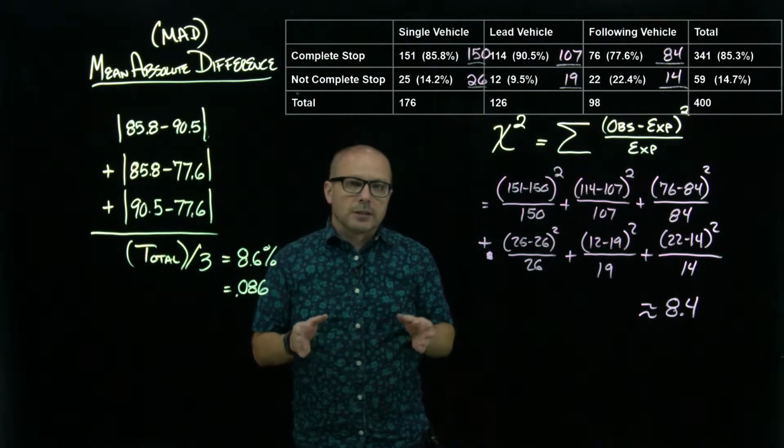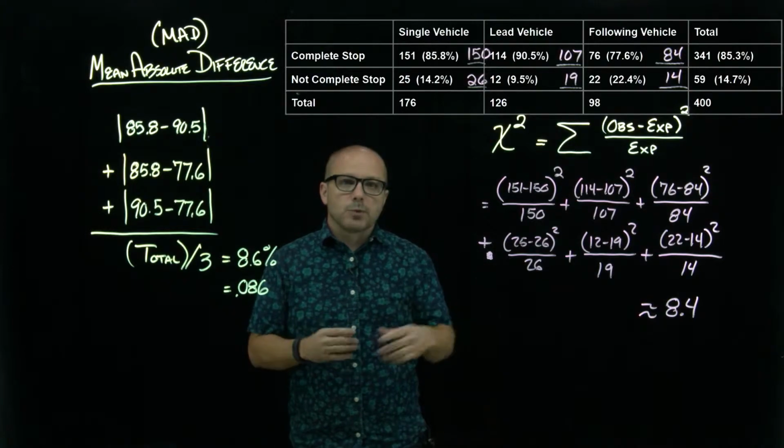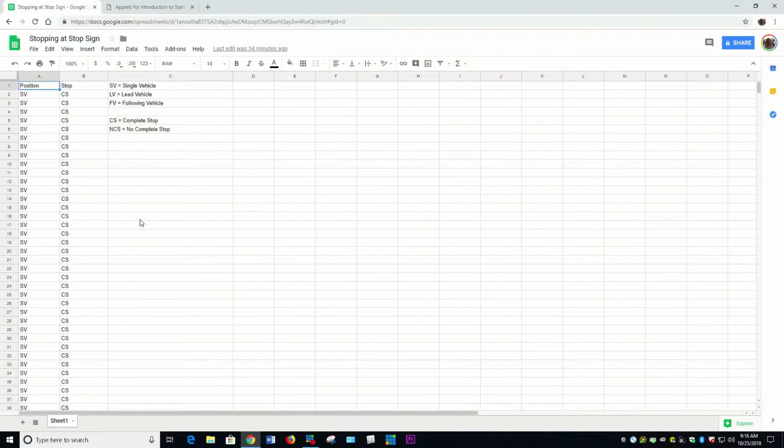So now let's look in the applet how we could simulate the null distribution and then get some sort of p-value on these statistics. So here I've got the data in, and just so things will look nice in the applet, I abbreviated. So I'm using SV for single vehicle, LV for lead vehicle, and FV for following vehicle, and then CS for complete stop, and NCS for no complete stop. And so here's our 400 cars in all the different combinations that we had from that table.